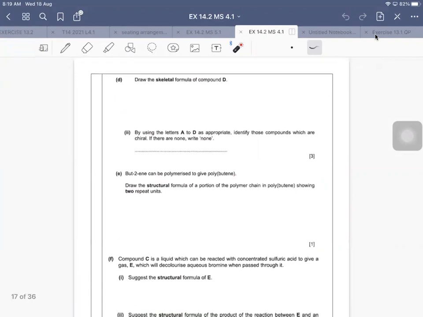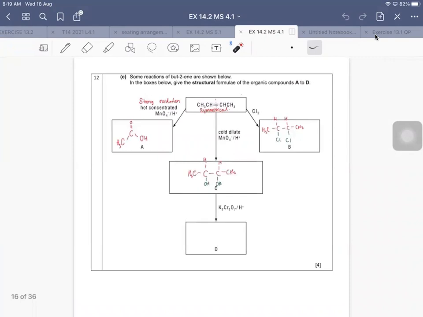Right. Skeletal formula of compound D. So have I given you the answer to compound D? Because you wouldn't be able to do compound D without me giving you the hints, because that's not something that you have done. Okay, so compound D is this: CH3CO COCH3.